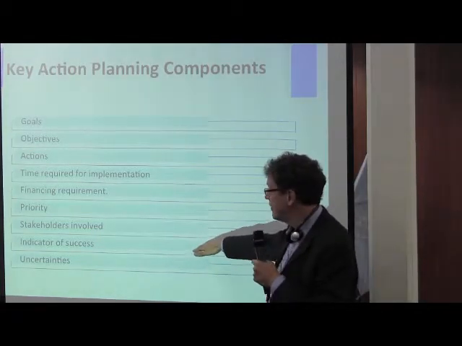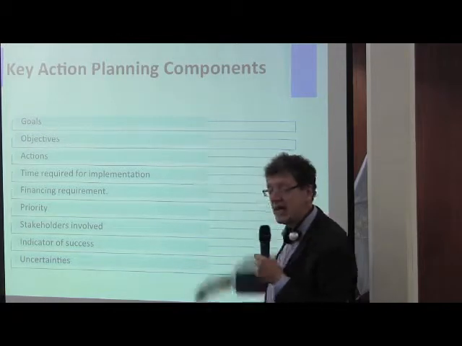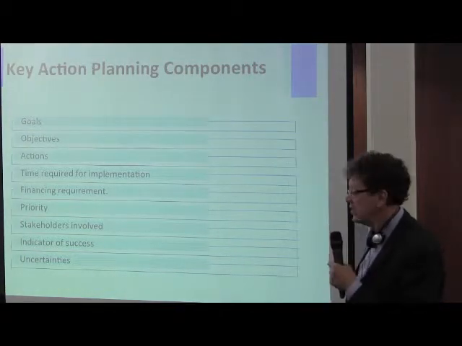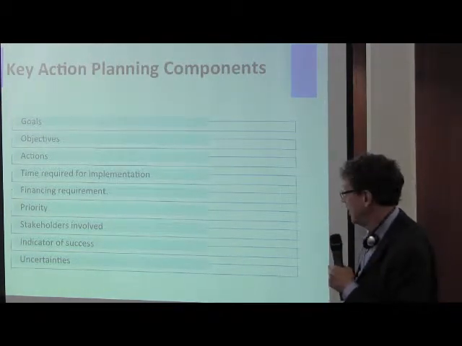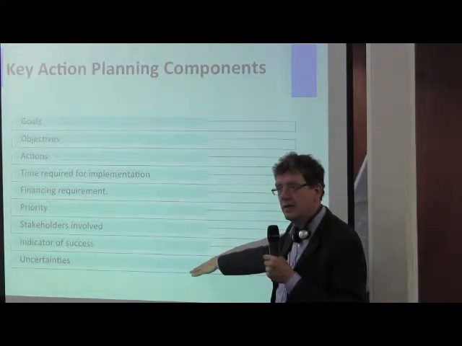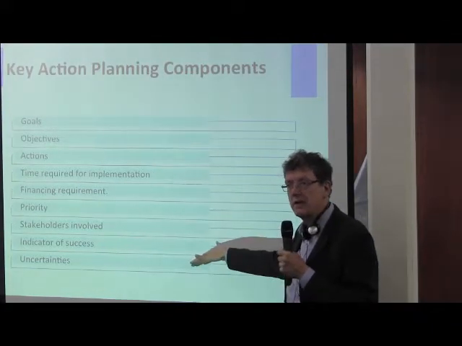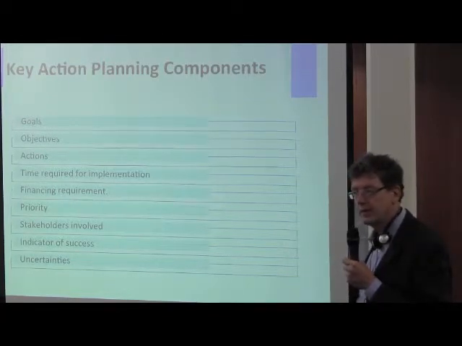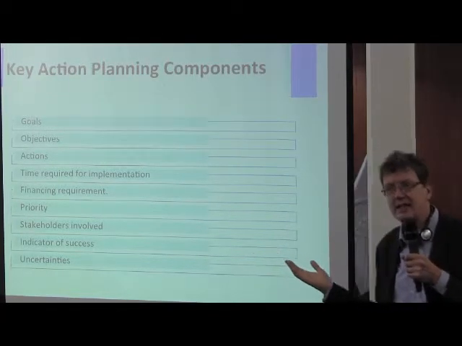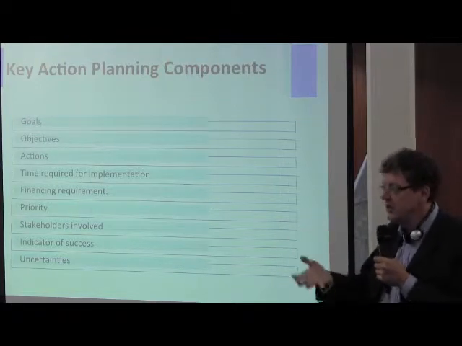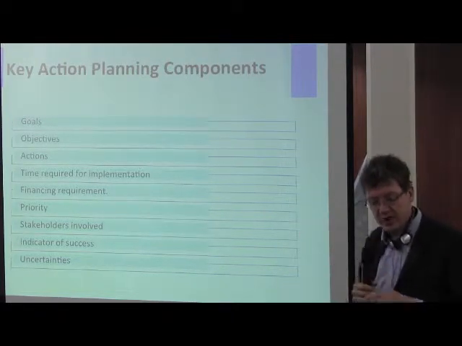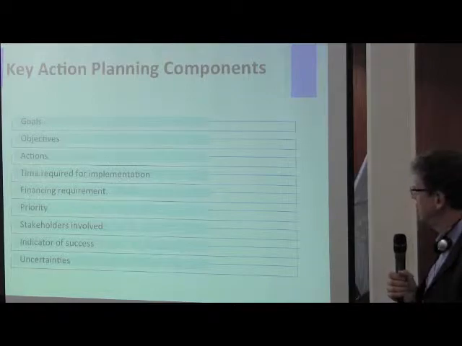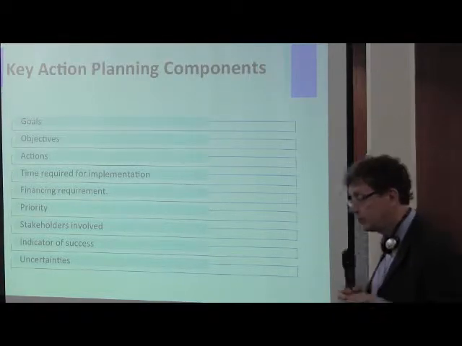Indicators of success, particularly around the actions: how can you measure the success of this? And then the uncertainties. What are the things that are going to make this particular activity difficult? Okay? I don't think there's anything difficult here. This is just very much a stepwise process. As I said, this is just strategic planning.